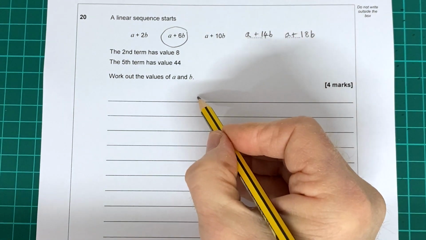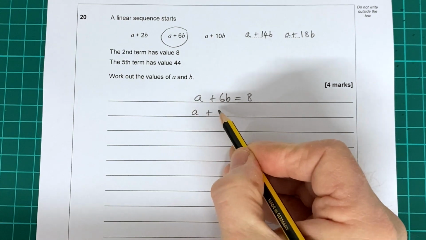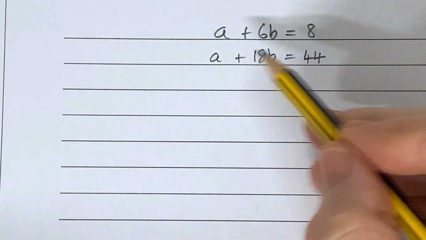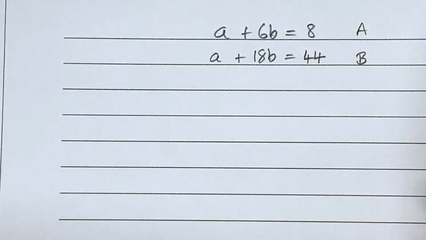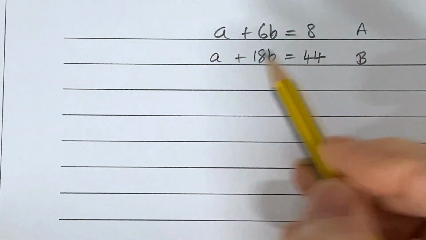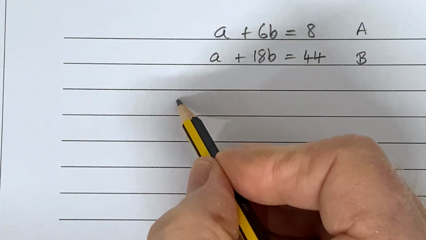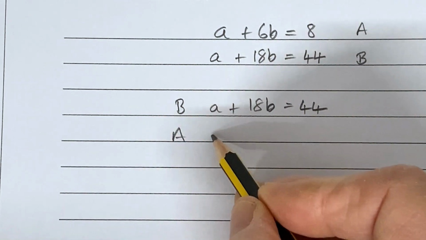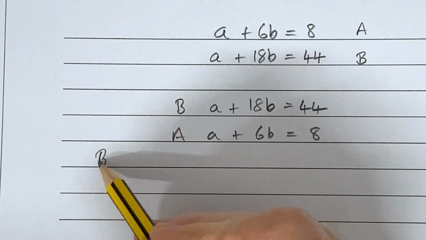So now we know that A plus 6B is equal to 8. And A plus 18B is equal to 44. Now you might be recognizing that these are in fact simultaneous equations. So let's call that one A and that one B. And because B has the larger figures in it, and also because there's just A on both of them, I'm going to do equation B, subtract equation A. Let's write B again here. A plus 18b equals 44. And we'll write A again here. A plus 6b equals 8. And then we're going to do B, subtract A.